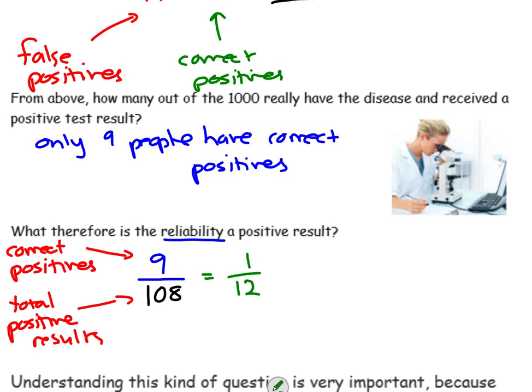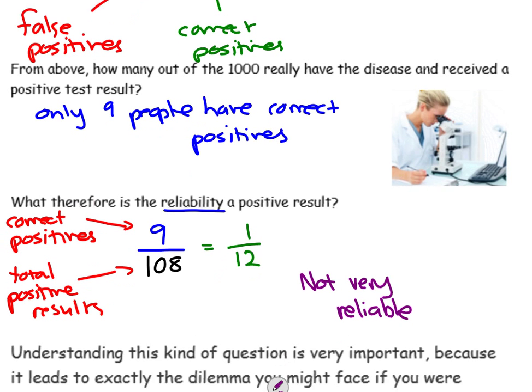So what is the reliability of a positive result? If you received a positive result for this particular disease test, how reliable is it? It's only 1 in 12. Would you consider that reliable? Probably not. So we'll say not very reliable.